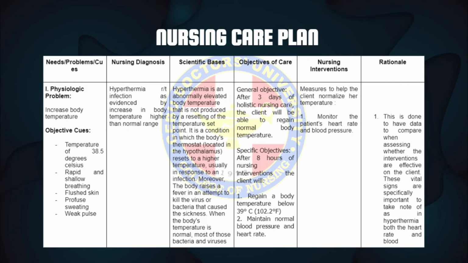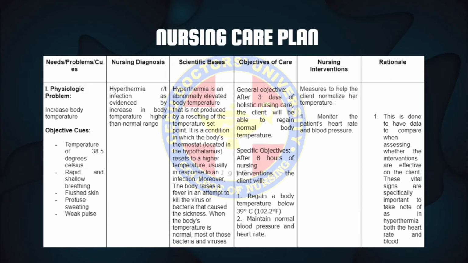For the specific objectives, after 8 hours of nursing interventions, the client will: one, regain a body temperature below 39 degrees Celsius. Second, maintain normal blood pressure and heart rate. For the nursing interventions, measures to help the client normalize her temperature. So, first, monitor the patient's heart rate and blood pressure.